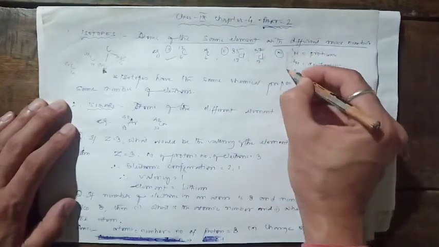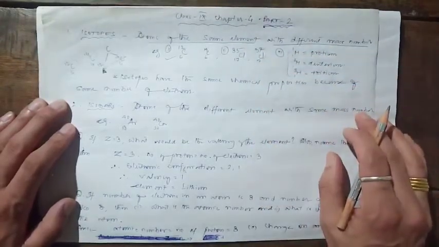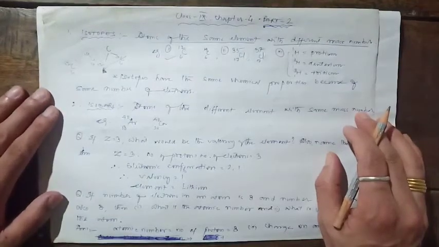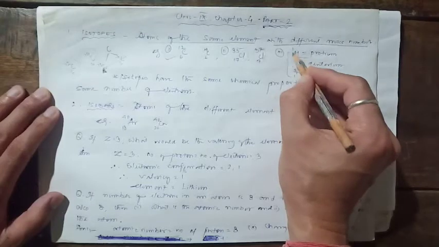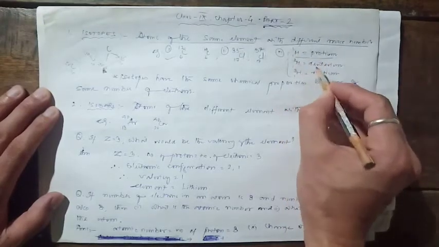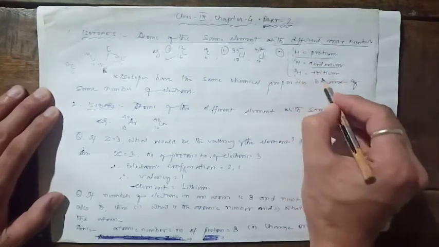Students, there are important isotopes of hydrogen. We have three different important isotopes of hydrogen. This is 1H1, that's protium, 1H2, that's deuterium, and 1H3, that's tritium.